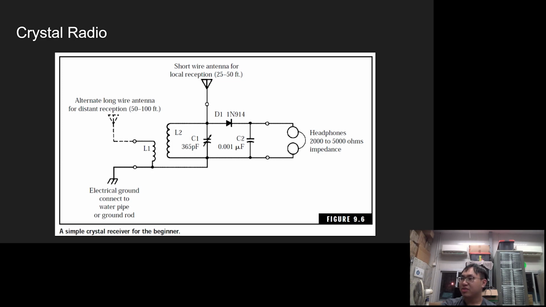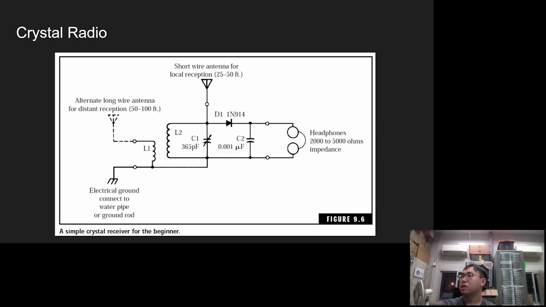For this variable cap, it works a bit like the auto tuning unit. It helps to change the desired frequency that you want to receive. It helps to change the capacitance so that it will receive different frequencies. And the diode and capacitor here are the demodulation circuit. The demodulation circuit. Nothing else.